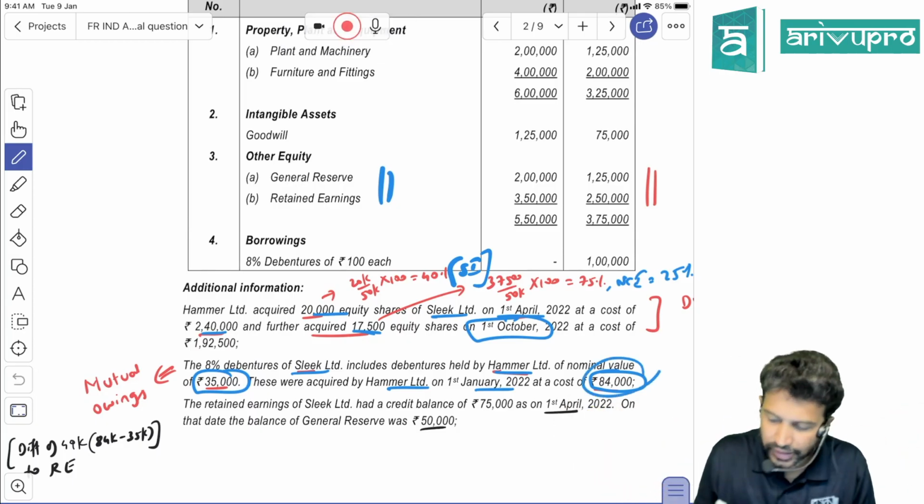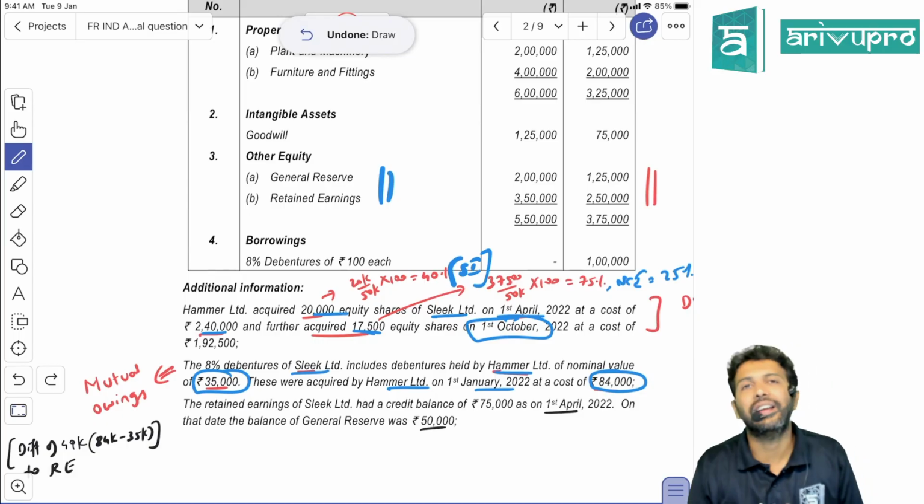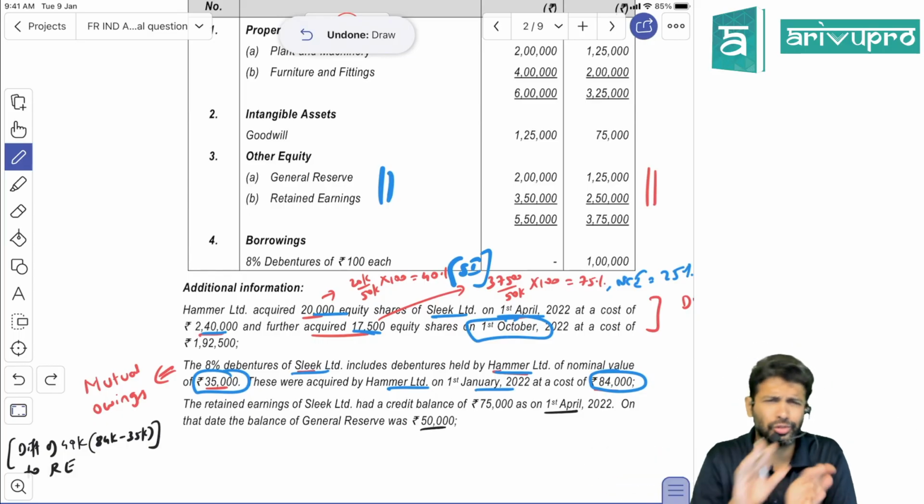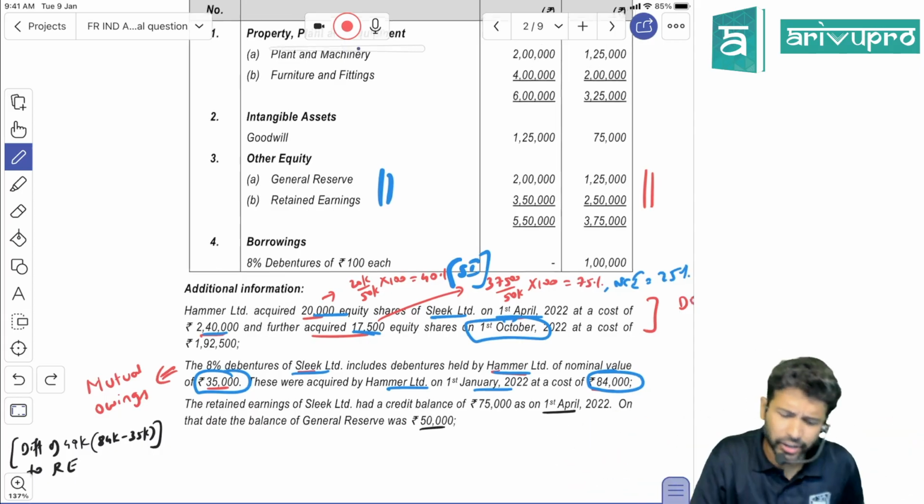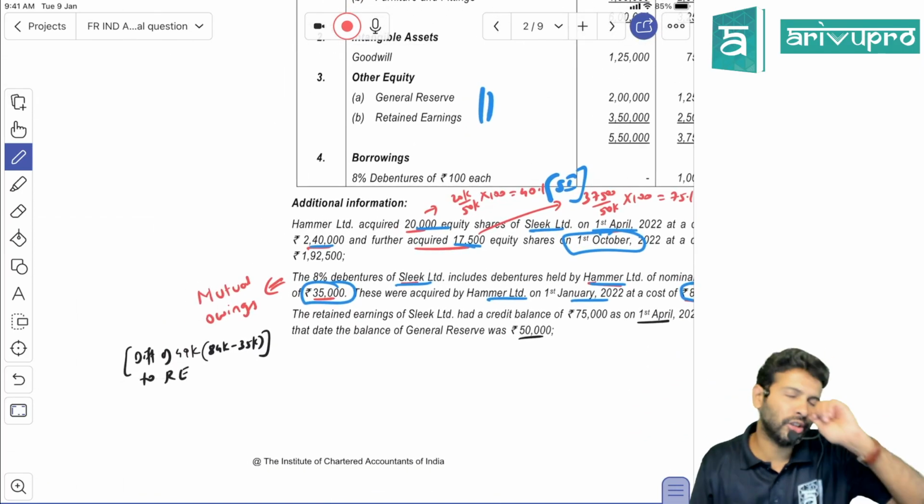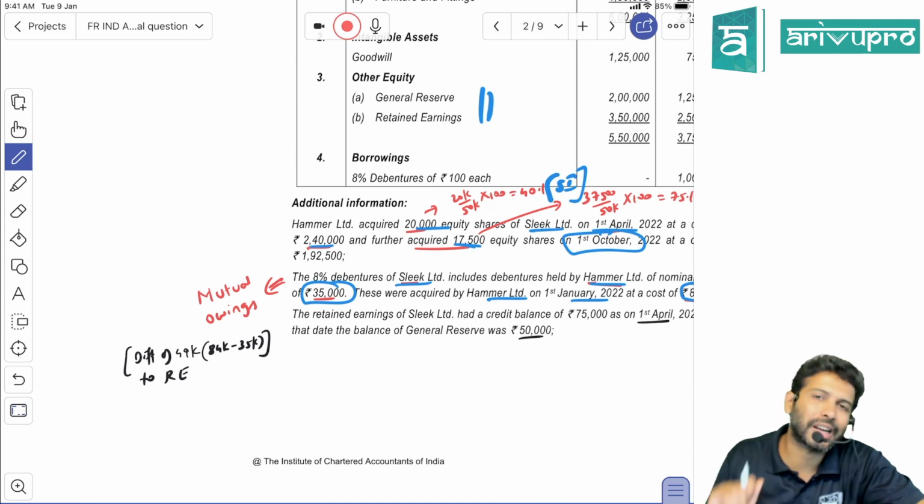Okay, parent is showing it at 84, subsidiary is showing it at 35. But these are mutual owings, no? For one company, it's a financial liability. For another company, it's a financial asset. So it'll get netted off. But the problem is the value is shown as different. So the balance will be transferred to retained earnings.